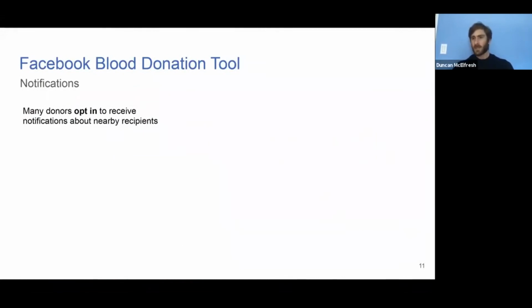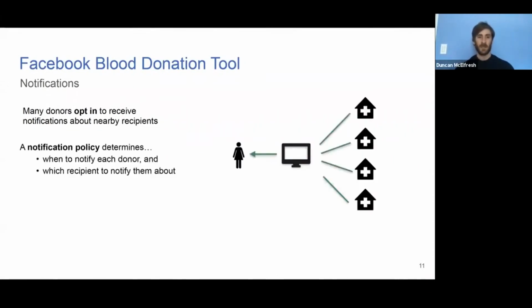What I want to focus on today is the notification mechanism that Facebook will send to donors. As I said, many donors opt in to receive notifications about nearby recipients. And these notifications are determined by a notification policy. This policy decides when to notify each donor and also which recipient to notify them about. We might know that a certain donor has several different compatible recipients, and we'll decide when and which one to notify that donor about.